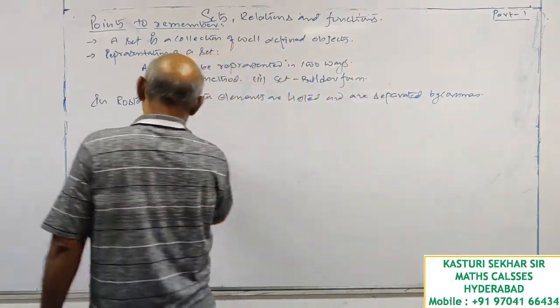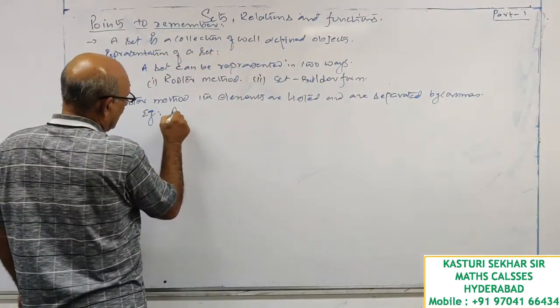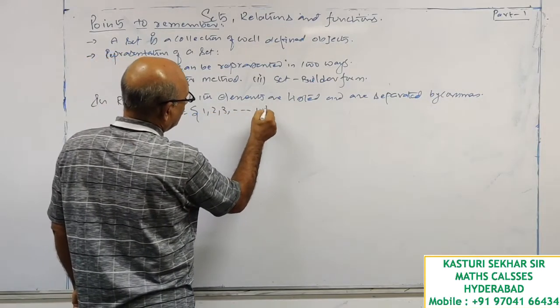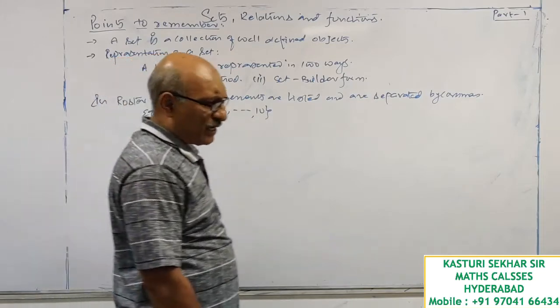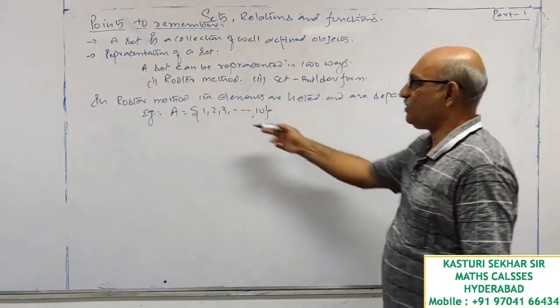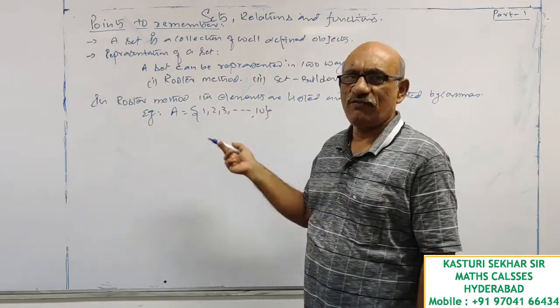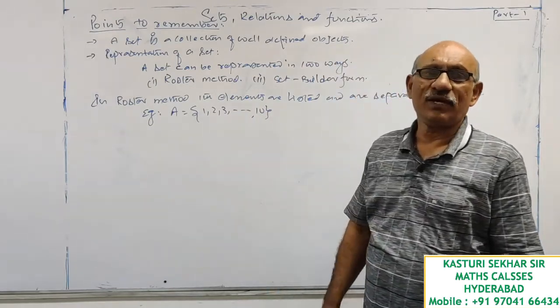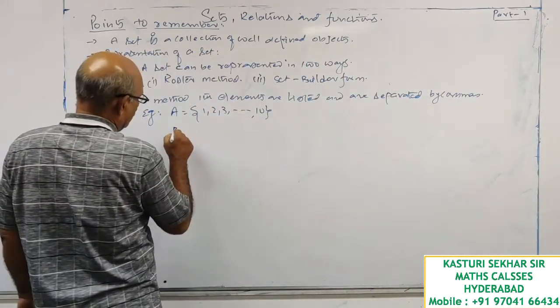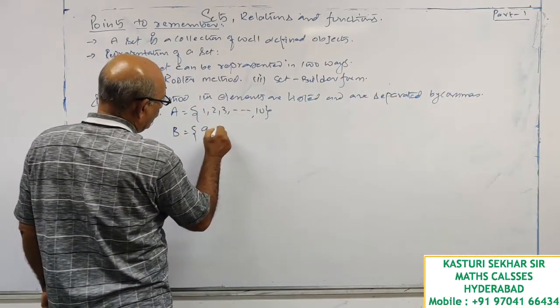For example, A is equal to {1, 2, 3, etc., 10}. These are the 10 natural numbers we have. These 10 natural numbers are listed. Listed means you are representing them 1, 2, 3, 4, etc. And the elements are separated by commas. Let us say another set, vowels.